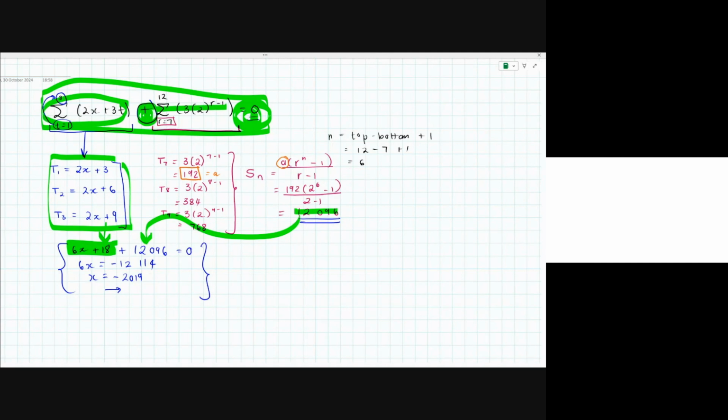How did I get 6x plus 18? Okay, cool. So the 6x plus 18 comes from adding term 1, term 2, term 3. So it would be 2x plus 3 plus 2x plus 6 plus 2x plus 9. It was just all my like terms. So 2x plus 2x plus 2x is 6x. 3 plus 6 is 9, plus 9, 18. So it was just me adding term 1, term 2, and term 3 from my linear sequence.